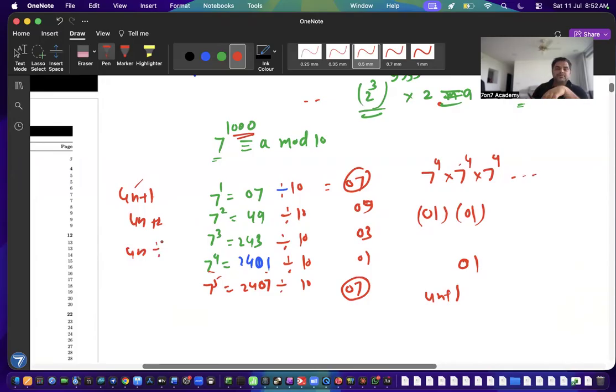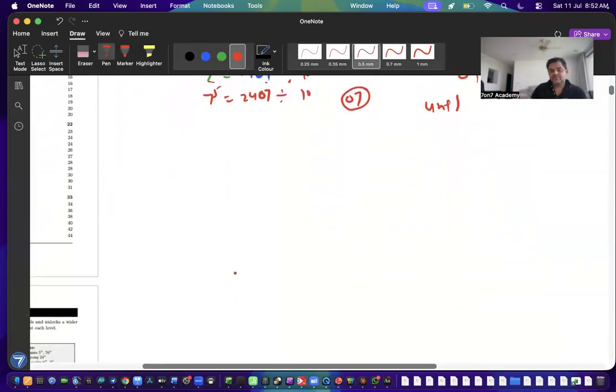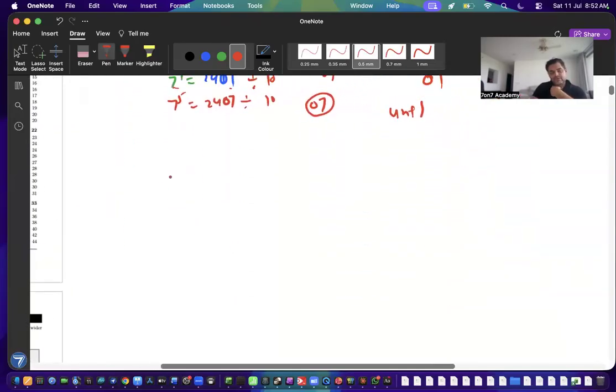So sometimes what happens when you see the power is too high, there is some theorem that you can apply. Just like, one theorem is if you have a raised to p minus 1, it would give you remainder 1 if it is divided by some prime number p. This is called Fermat's Little Theorem.